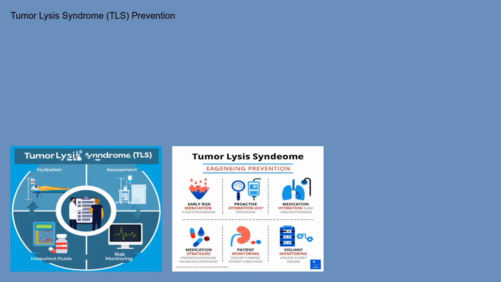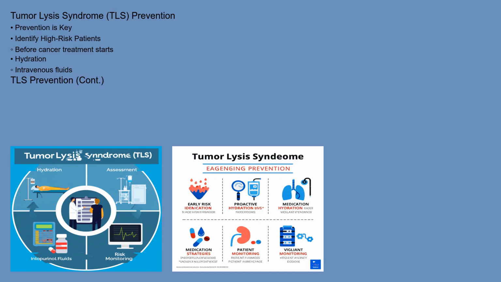Prevention is key in managing tumor lysis syndrome, especially in high-risk patients. This starts with identifying patients at risk before initiating cancer treatment. Hydration with intravenous fluids is crucial to maintain adequate urine output. Allopurinol or rasburicase may be administered prophylactically to prevent uric acid buildup. Closely monitoring electrolyte levels and kidney function is essential. Proactive interventions can significantly reduce the incidence and severity of TLS.